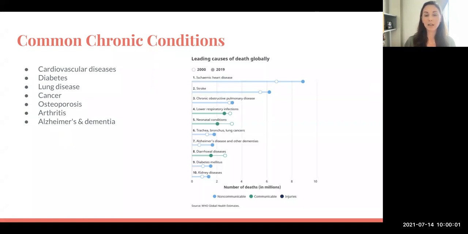Then we see things like lung infections or neonatal conditions or infections. Worldwide, we still do have this burden of communicable diseases that are lower here in the United States, but still, of course, a factor. And then we see things like lung and other cancers, Alzheimer's disease and dementia, both of which are considered chronic lifestyle diseases. Diarrheal diseases and infections are communicable disease. So that's because of some parasite, bacteria, or other pathogen that gets ingested. And then we see diabetes and kidney disease, which are also chronic non-communicable conditions.